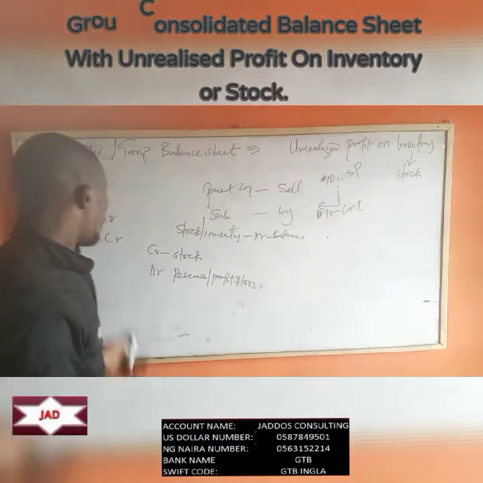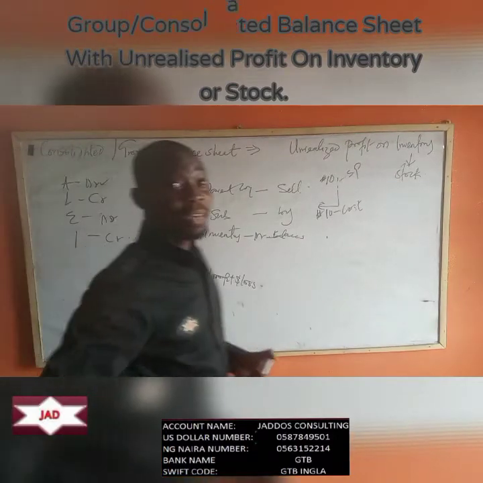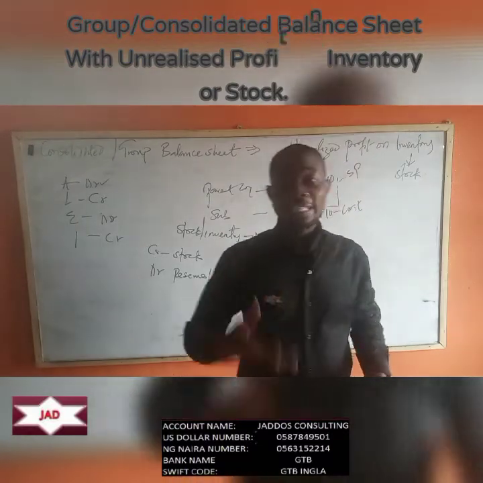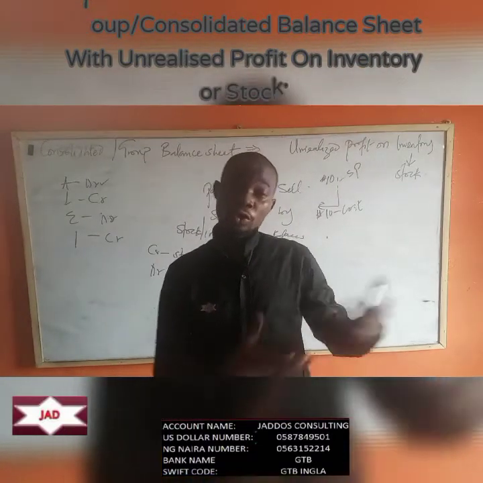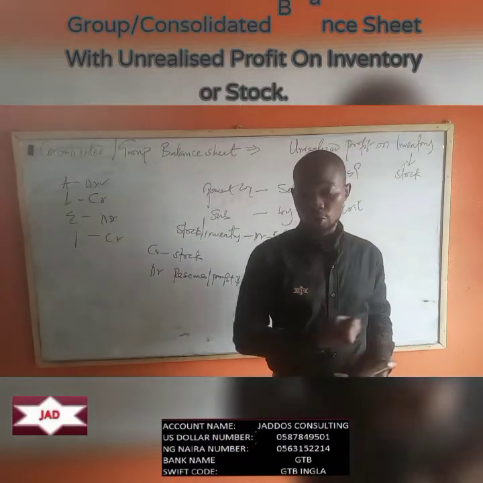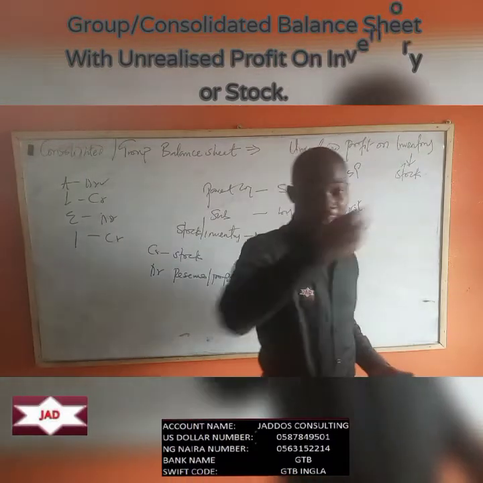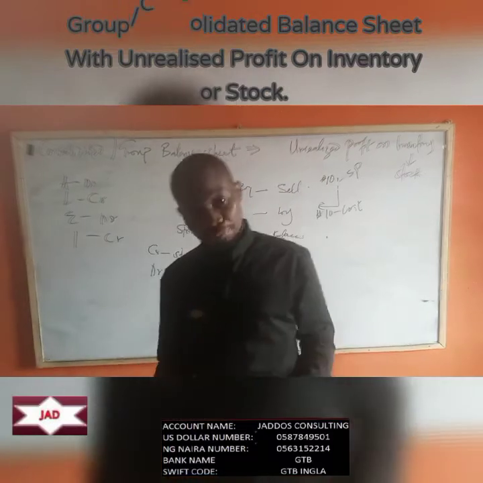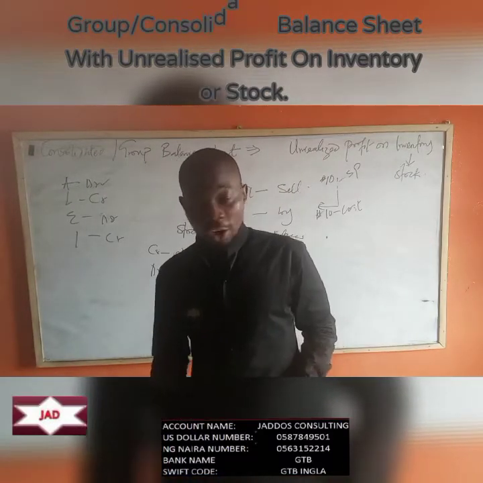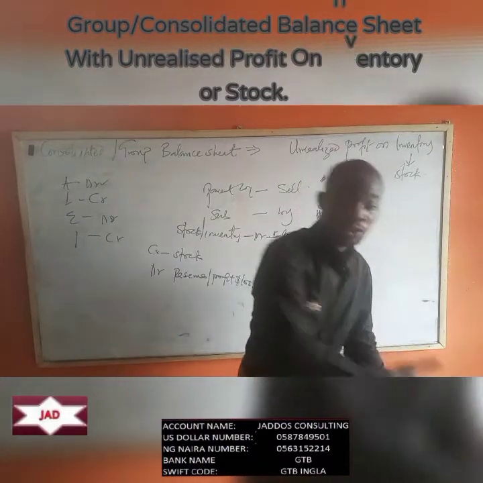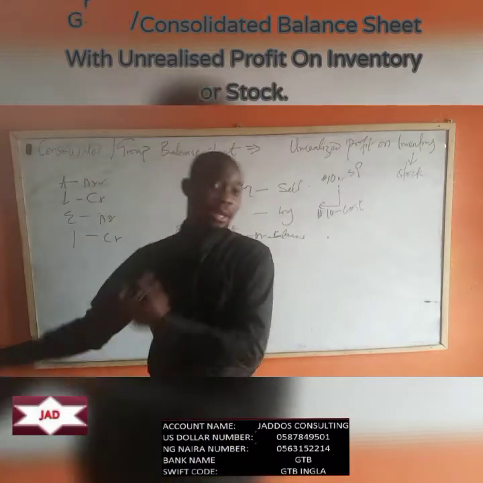How do we now identify the profit element? Of course, it's simple. From the perspective of the subsidiary, there would have been a purchase invoice. Once you look at the purchase invoice, you will know the cost of the item. So you just remove the cost of the item from the selling price to get the profit. It's that simple. Of course, don't forget that it is also possible that the sales would have been from the subsidiary to the holding company. So it can be either way.